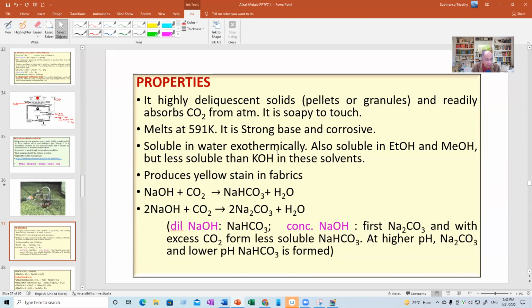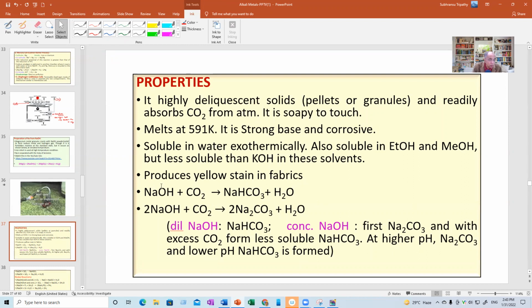soluble in water, and the dissolution is exothermic. It is also soluble in ethanol and methanol, but less soluble than KOH. KOH is more soluble in organic solvents. That is why it is chosen mostly in organic chemistry. NaOH is not chosen; KOH is chosen as it is more soluble in ethanol and methanol. And it produces a yellow stain on cotton fabrics, and the cellulose gets degraded by sodium hydroxide. That is called mercerization. We'll not talk about the mercerization of cotton or cellulose.